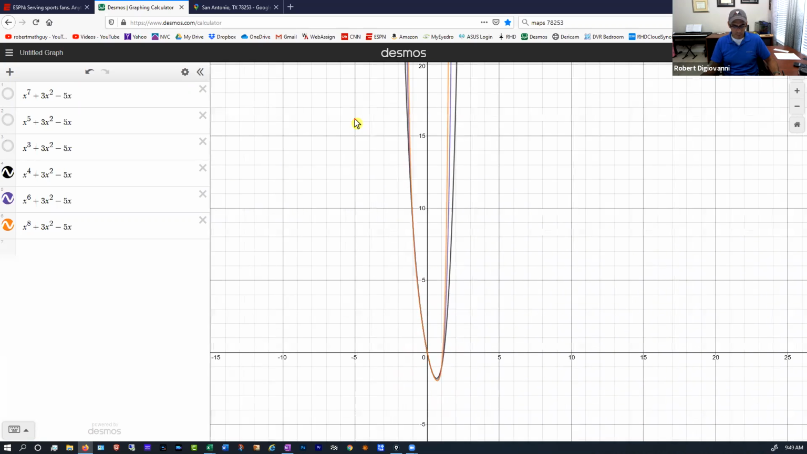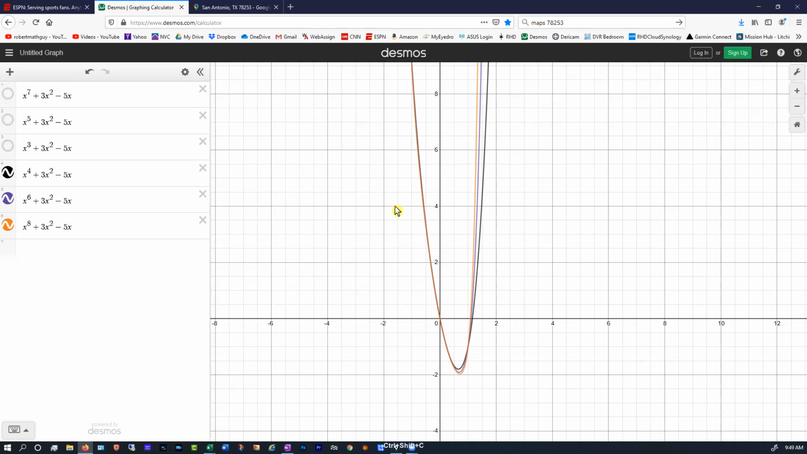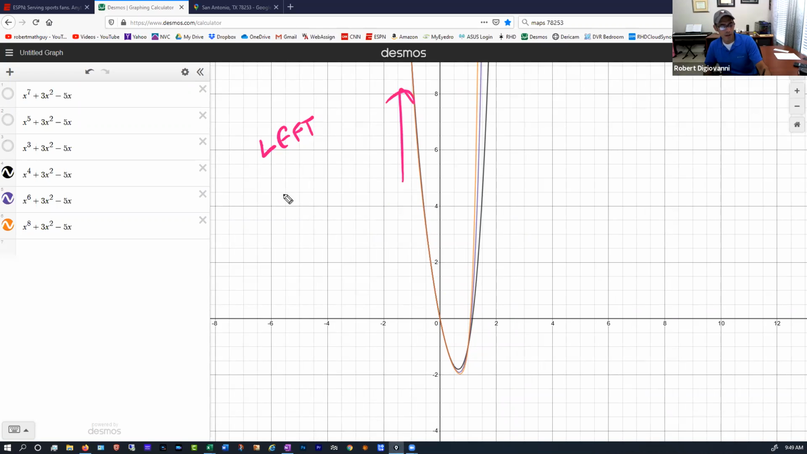They all kind of look like parabolas, don't they? They all kind of do. Yes, sir. But what's happening on the left and the right for these? They go up. Okay, so on the left, they all appear to be going up, and on the right, they all appear to be going up also. Now that's not like a coincidence. That is what happens when you have even powers.